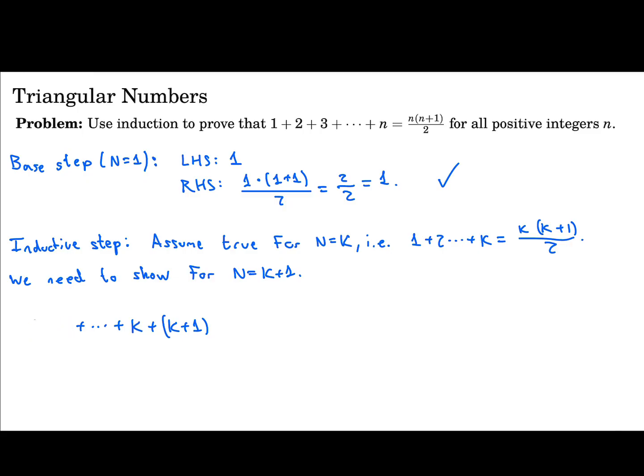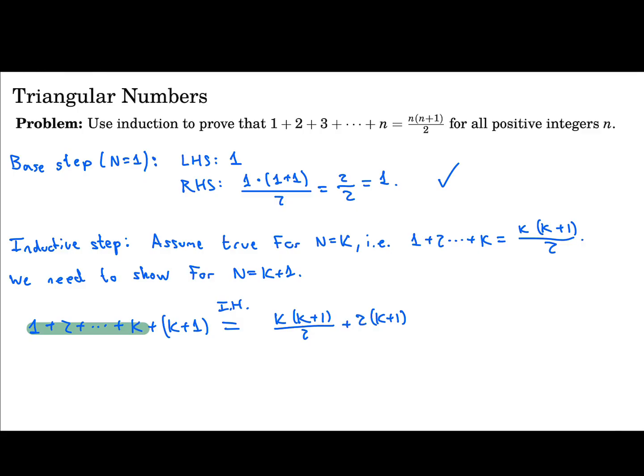And here, let me color this here. Here you can see that the first k terms is appearing. And so by the inductive hypothesis, so this here is called the induction hypothesis, it follows that that first part is equal to k times k plus 1 over 2, and then plus k plus 1 just itself. Okay, so we know by the inductive hypothesis that this is true.